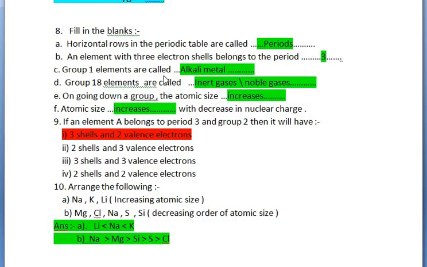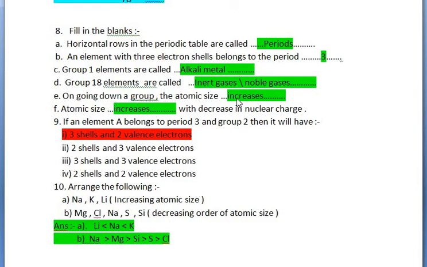Group number 1 elements are called alkali metals. Group number 18 elements are called inert gases, noble gases, or the zero valency groups, right? And group number 2 elements are called alkaline earth metals. Group number 17 halogens. Group number 16 chalcogens. Group number 15 pnictogens. Okay, rewind this thing, we did it in the video.